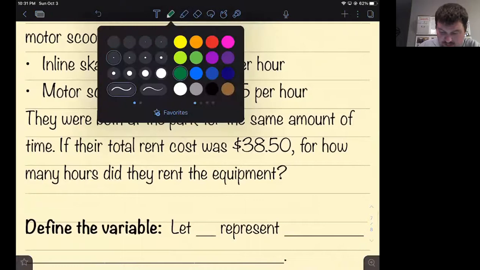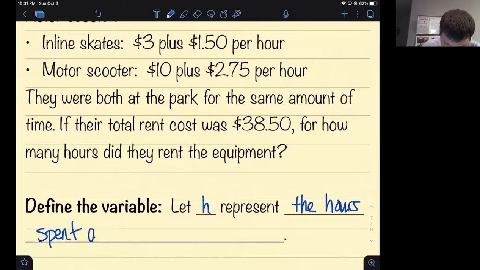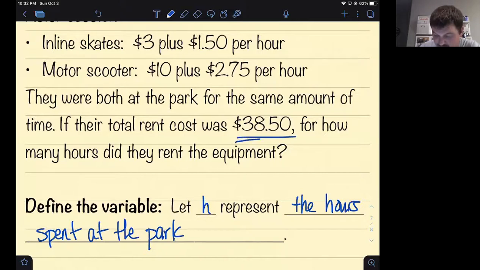So just to get us back in the groove of defining what our variable is. It says in that last sentence, for how many hours? So I'm going to use H, although you could use whatever letter you want to, but it does have to represent the hours spent at the park. I mean, it's not a combination of their hours. This price is a combination of the equipment they rented, but they both stayed the same amount of time, it says. And so they both stayed for the same amount of hours.